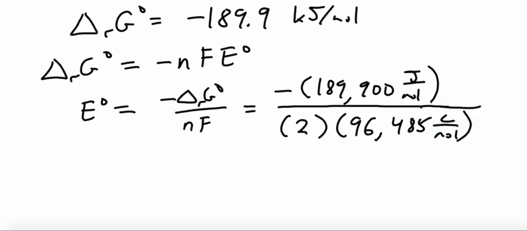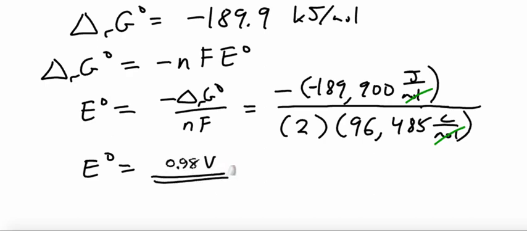And so now we can cancel our units. We've got per mole canceling. And we're left with joules per coulomb, and that's a unit of a volt. Notice we made one sign error here. This number is a negative 189,900. Let's put that in there. Then we have the negative from the equation. Those cancel. This is going to give us a positive E standard. So E standard comes out to 0.98 volts. That's the voltage we'd measure under standard conditions.